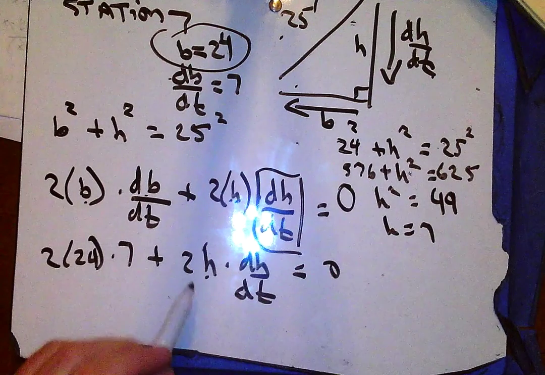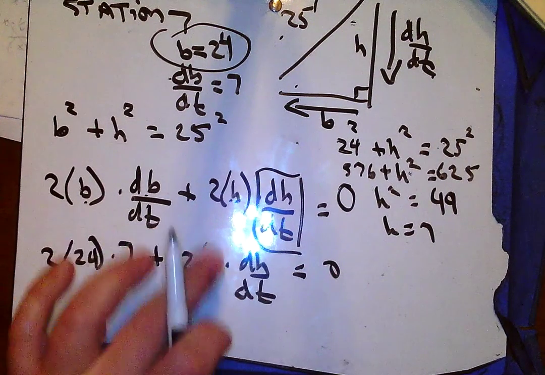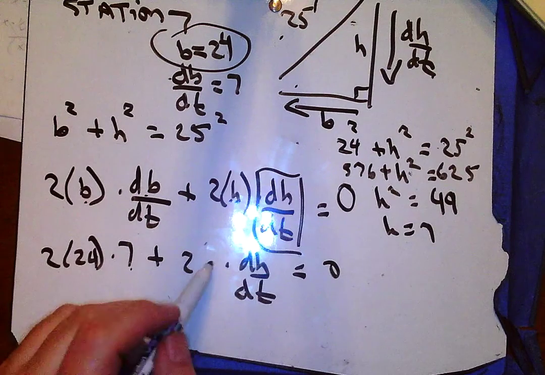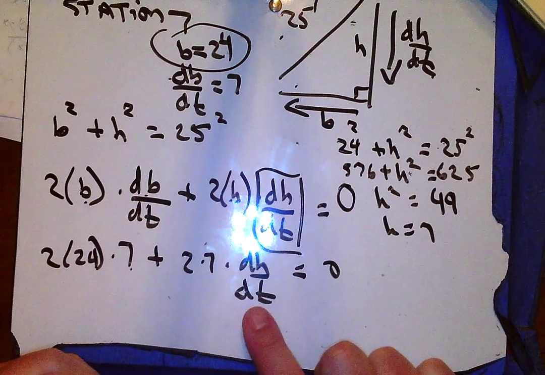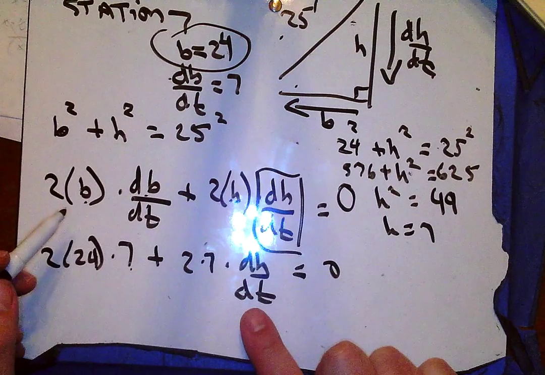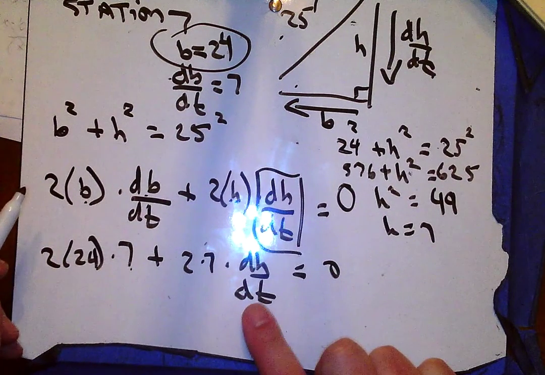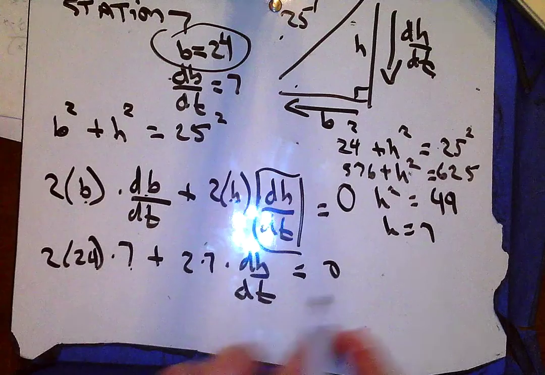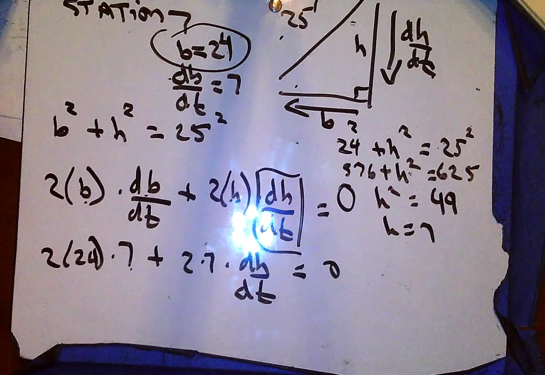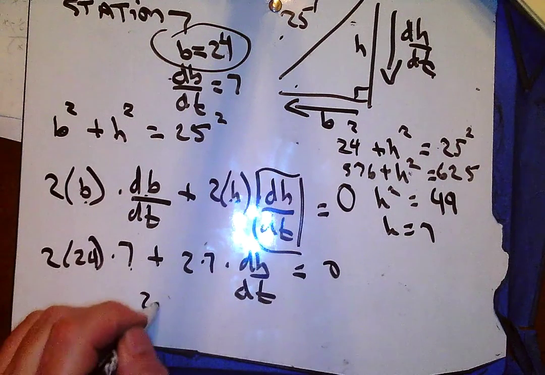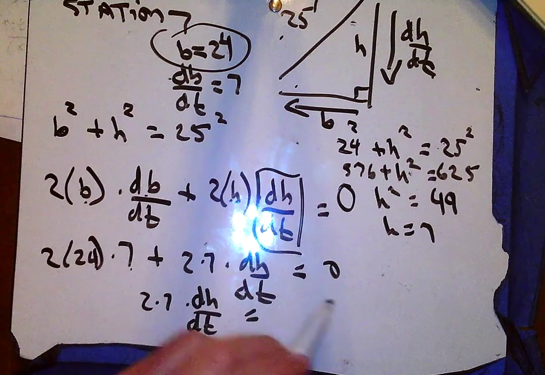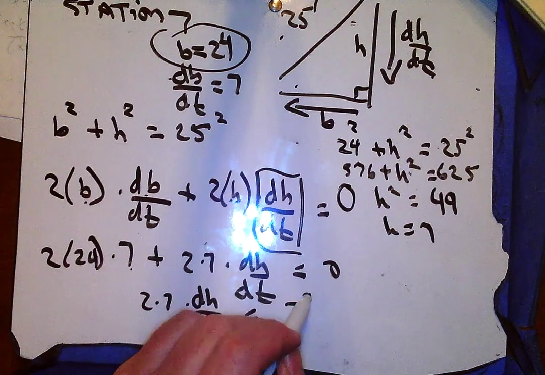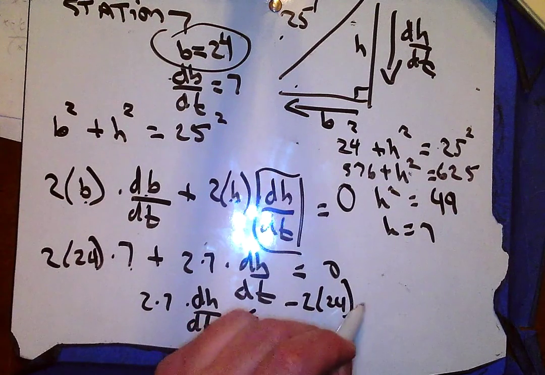So I'm taking a 7 and plugging it in here. Well, isn't that interesting? Times 7. Any thoughts on what that number is going to be? So I'm solving this equation for dH/dt, which means I want to move all this stuff over here. And so I've got 2 times 7 times dH/dt equals negative 2 times 24 times 7.